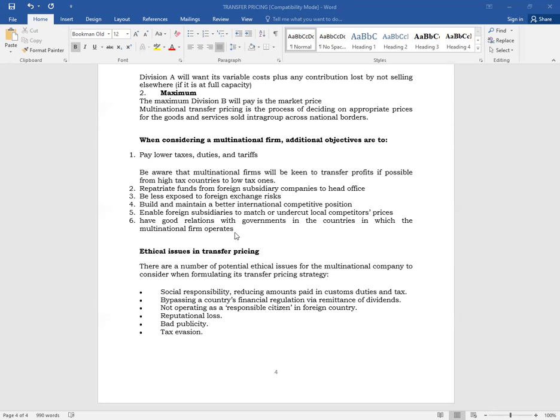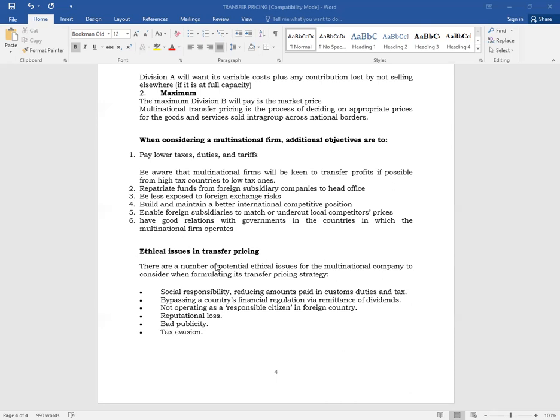Always remember, if it's a multinational firm, ladies and gentlemen, the key objective is to minimize the global taxes. The other key objective is to repatriate funds from these foreign subsidiaries or companies to head office. If these foreign subsidiaries are in countries where we are perceived to be enemies, then we can easily repatriate that money back home using transfer pricing.